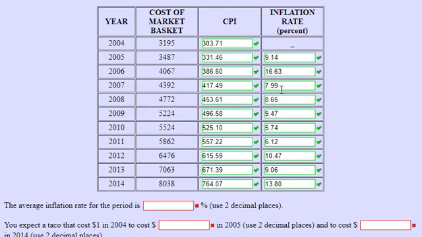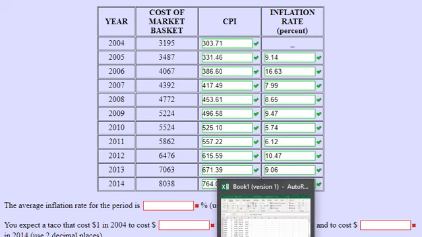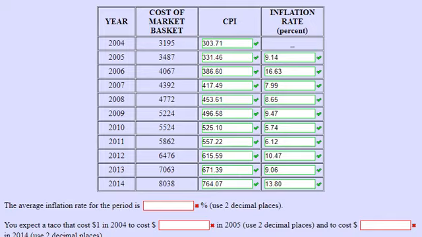And I wrote these questions, and every time I do this and I get a bunch of green checks, it makes me feel really good. So I'm feeling awesome right now. It might not seem like it, but I am. Now we got to calculate the average inflation rate for the period.